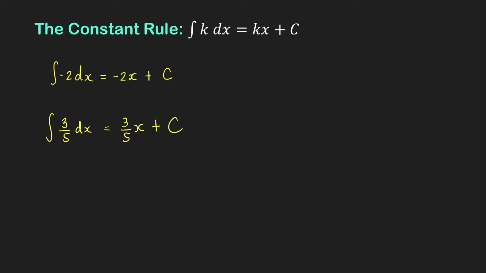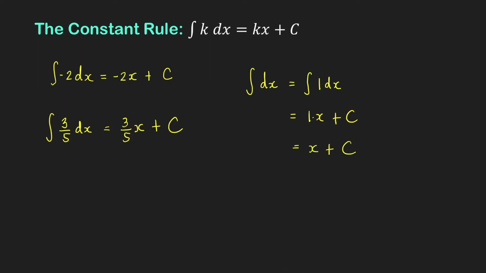Now, how about integral of dx? In this case, you don't see any k here. If that's the case, then it means that the value of k is just 1. So this is like in the form integral of 1 dx. So our k is actually equal to 1. And this integral is just equal to 1 times x plus c, which is of course equal to x plus c.